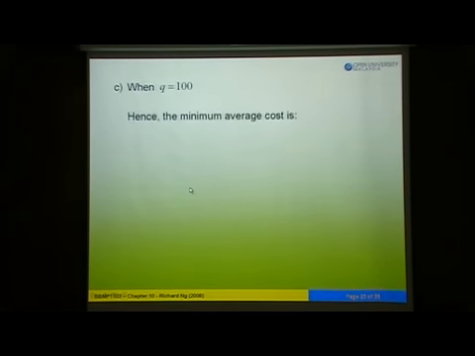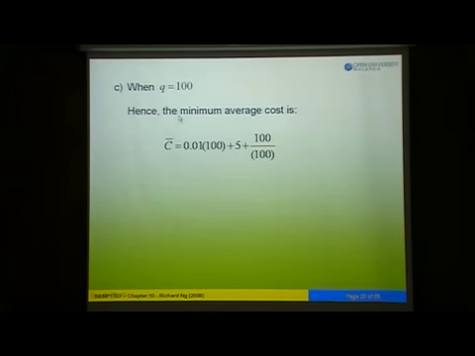So next question, when Q equals 100, we need to find the minimum average cost. So what we do is substitute Q equals 100 into the average cost function. Substituting into the average cost function, we should get 1 plus 5 plus 100 divided by 100 equals 1. Therefore the answer is 7. Alright.